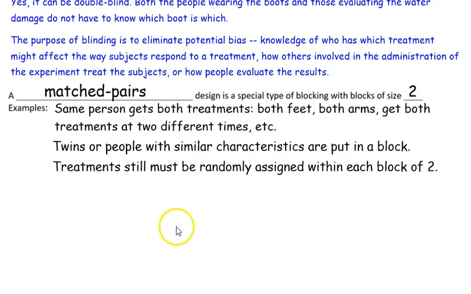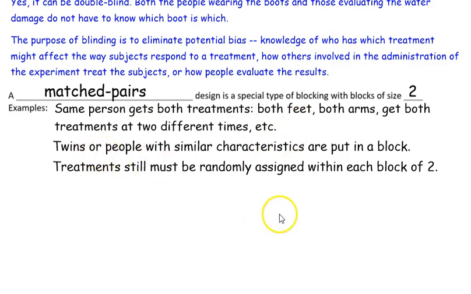Now, as I mentioned before, this type of design is called a matched pairs design. It's a special type of blocking with blocks of size 2. For example, the same person gets both treatments, so the 2 feet or the 2 arms or the 2 times that they get the 2 treatments are the 2 in the block. And then you have to randomly assign which foot or which arm or which time they get the different treatments.